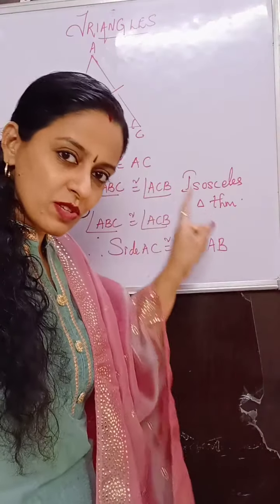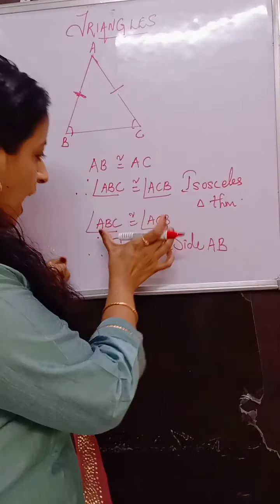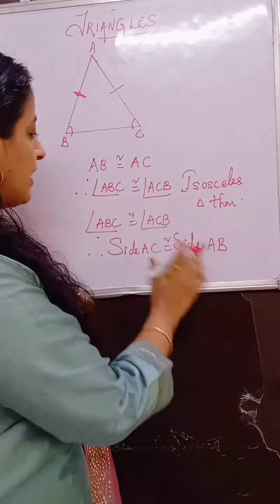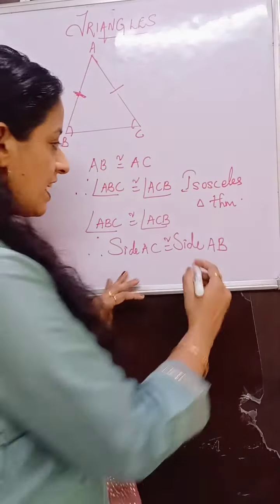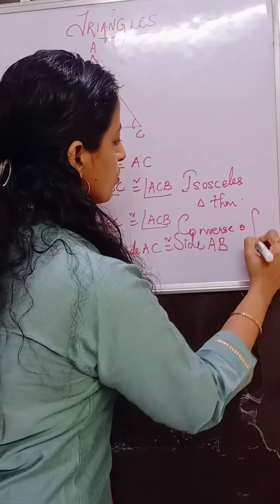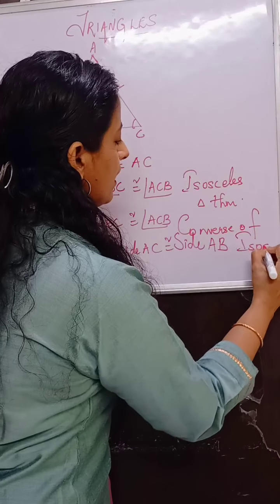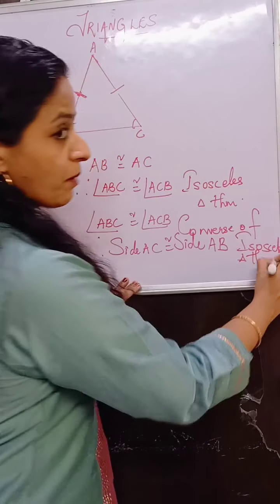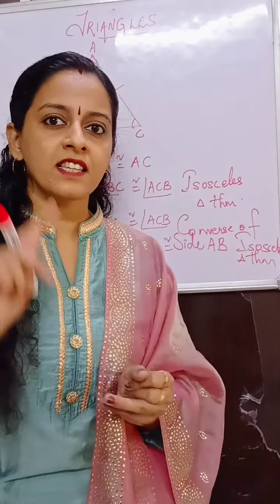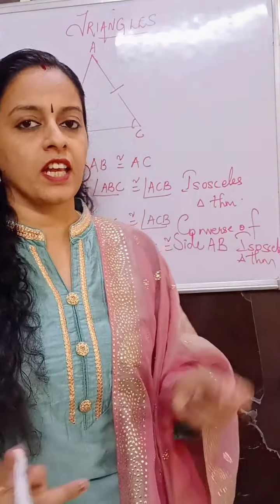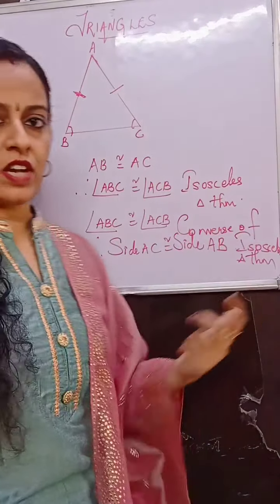So when sides are given congruent, you are taking the opposite angles. It is the isosceles triangle theorem. When angles are given congruent, you are talking about the sides opposite to these angles. Then it will be the converse of the isosceles triangle theorem. This is one thing you have to remember. Sides given, angles, isosceles triangle theorem. Angles given, sides, you are taking the converse of the isosceles triangle theorem.